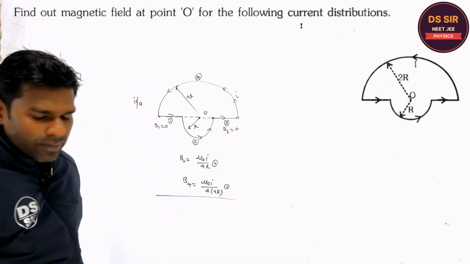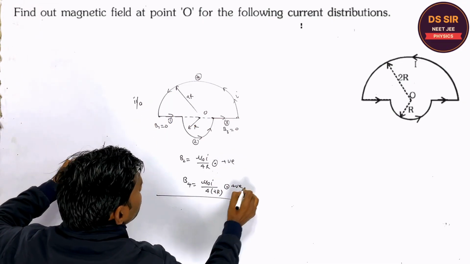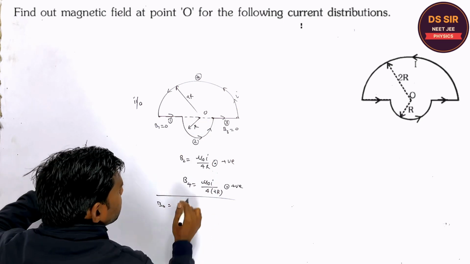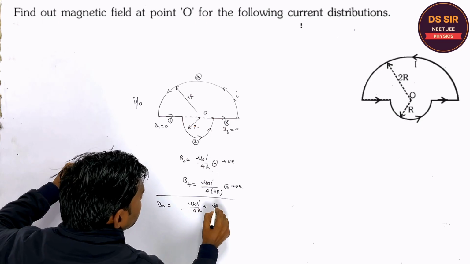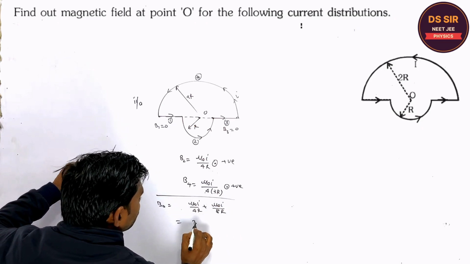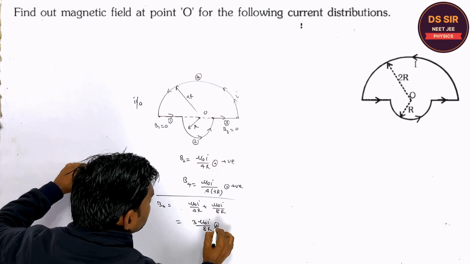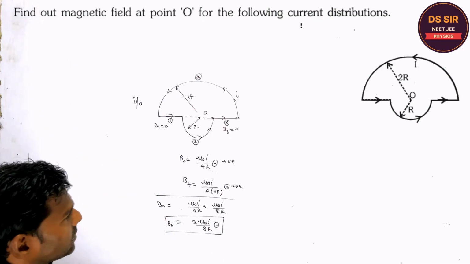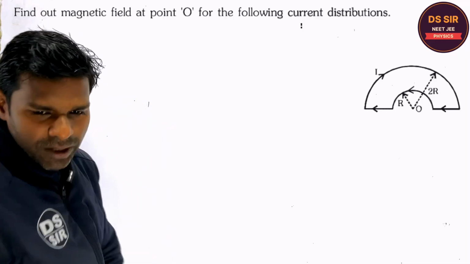So both are in the same direction. If you take this the positive, it must be positive. So what is the magnetic field at O? This plus this, right? Mu naught I upon 4R plus mu naught I upon 4 into 2R, that is 8R, right? So 3 mu naught I upon 8R, and it is out of the board. This is the answer. Copy this, right? So this is the B part.